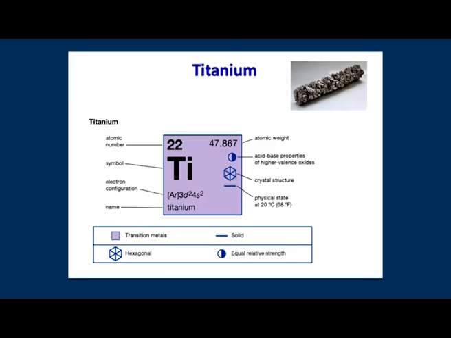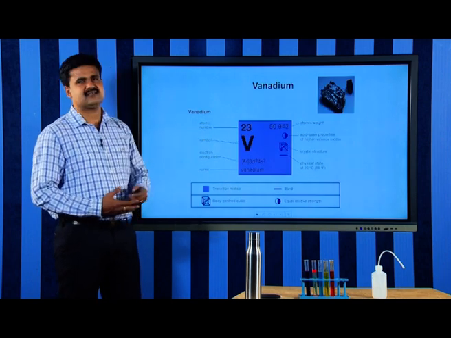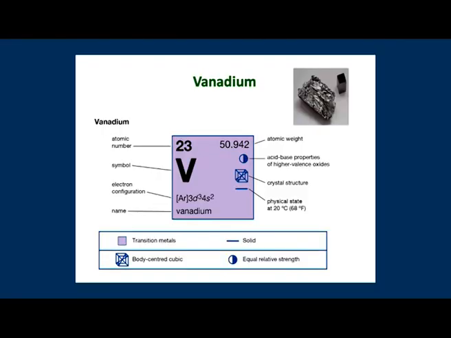For titanium, the atomic number is 22. The electronic arrangement is argon core with the 3d2 and 4s2 arrangement in the outer shells. And for the next transition element, vanadium with atomic number 23, its atomic mass is 50.9. Electronic arrangement is argon core with 3d3 and 4s2 arrangement. It is also a metallic solid which crystallizes in body centered cubic arrangement.